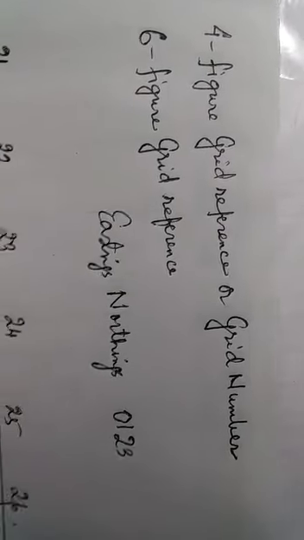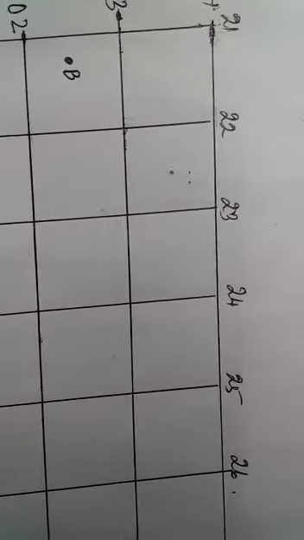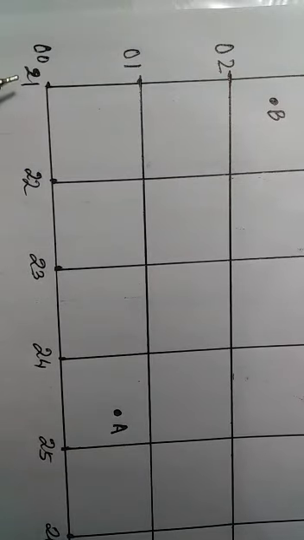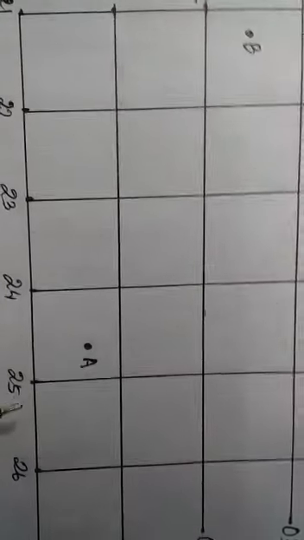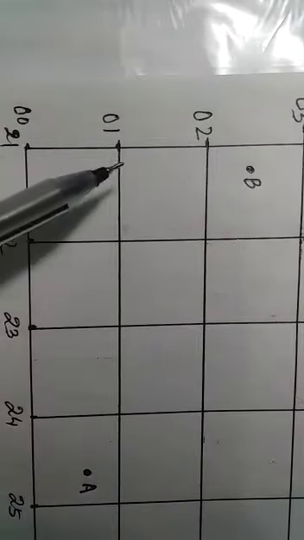Now let me explain to you how to find out the 4-figure grid reference. I have taken a few lines of eastings and northings here. You can see it clearly. These are the lines of eastings. Why do we call them eastings? Because you can see that they are increasing towards east: 21, 22, 23, 24, 25, 26 and so on. And these lines are called northings because you can see they are increasing towards north: 00, 01, 02, 03 and 04.